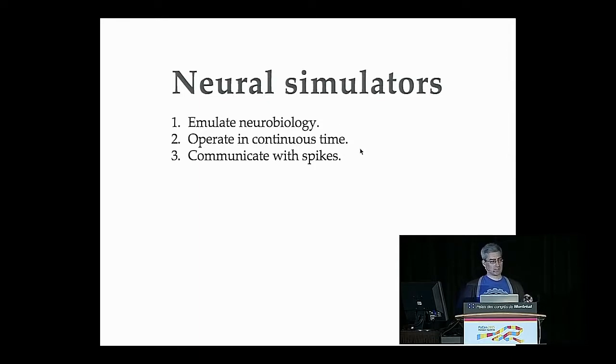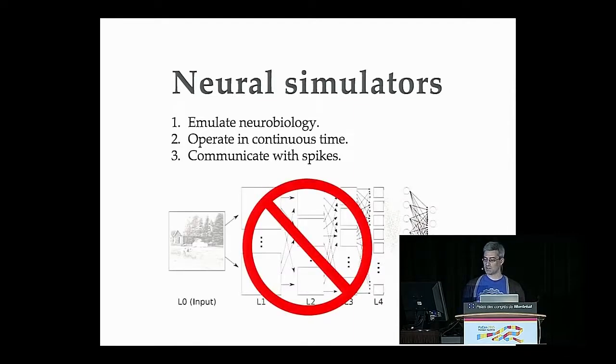But I bring up these three rules as a way to differentiate neural simulators from other types of artificial neural network programs. So you may have heard about these massively huge deep learning systems that Facebook and Google are using to process images and speech. That's not what I'm going to be talking about today. These systems don't attempt to emulate neural biology. In particular, they work in discrete time rather than continuous time, and they don't communicate with spikes.